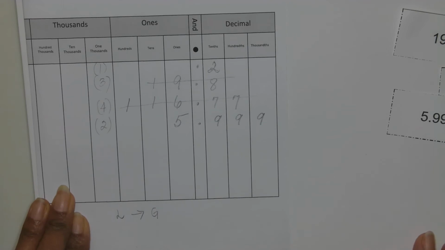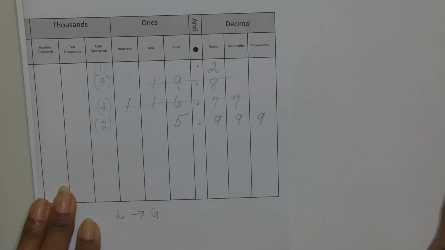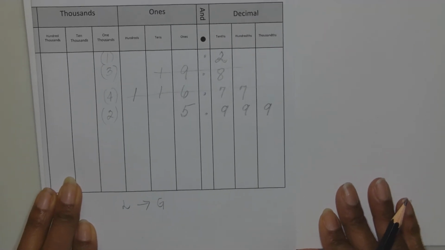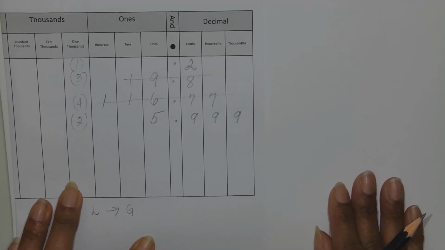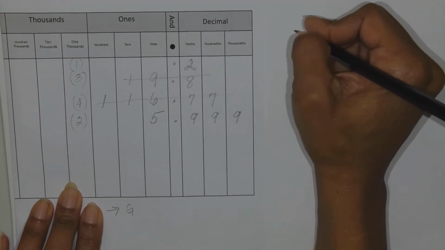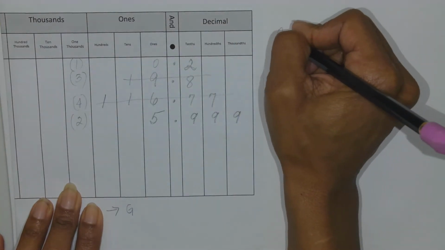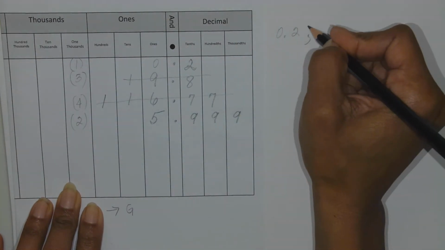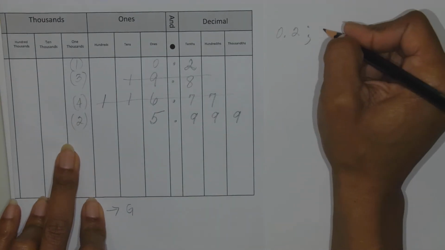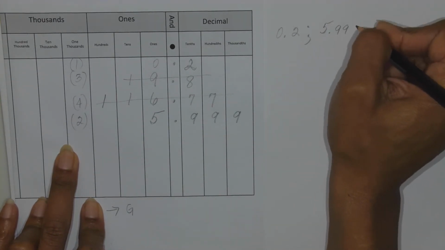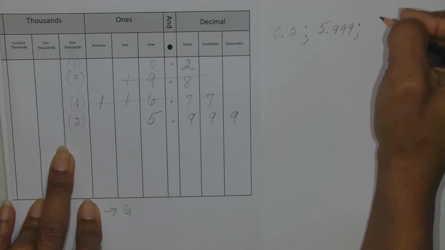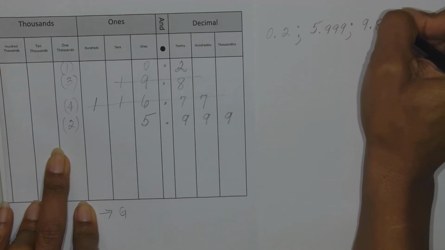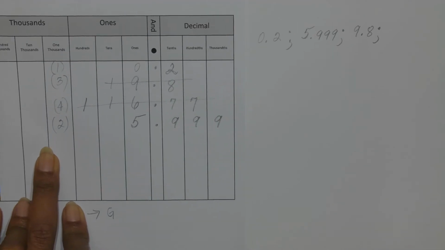Now I'm told to list these numbers in order from least to greatest on a separate sheet of notebook paper. I'll consider this my separate sheet of notebook paper. And I'm going to put them in order from the least to the greatest. So the least is going to be 2/10. Next will be 5 and 999 thousandths. Next would be 19 and 8/10.